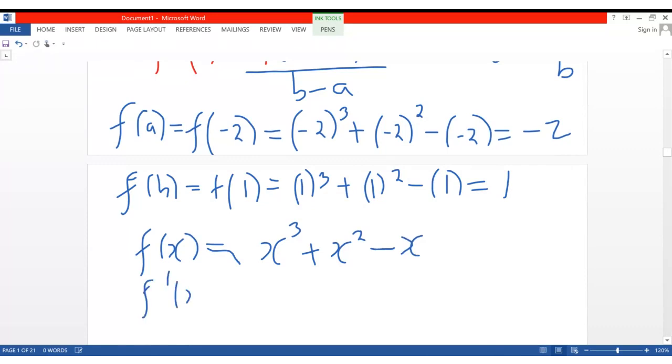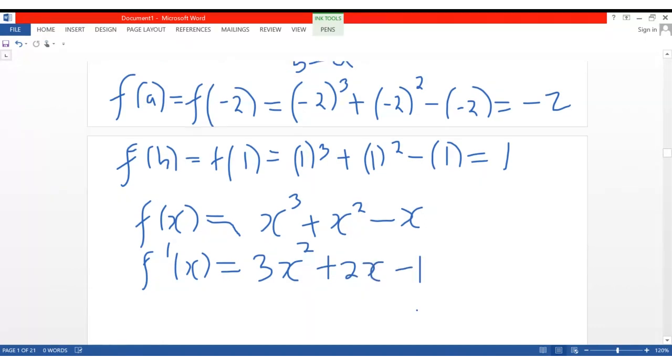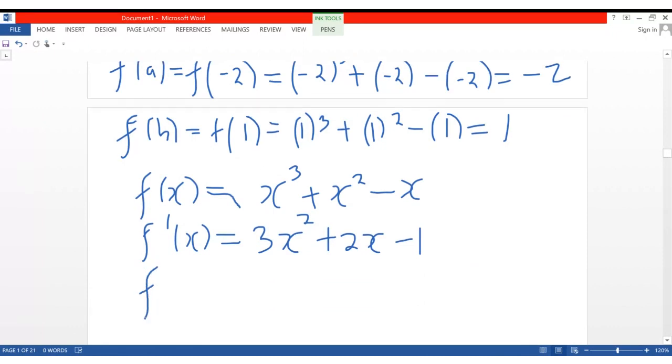You get 3x squared plus 2x minus 1. So that's the first thing you do to get f prime. Now you get f prime of k. Where there's an x, you replace it with k. So 3k squared plus 2k minus 1.